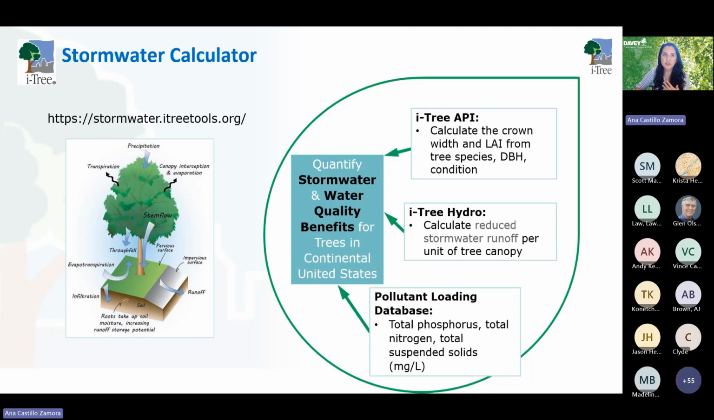And iTree Hydro Plus is one of our tools that's part of the research suite. So that is one that doesn't have a user interface, so it's not accessible to a lot of people. So this tool aims to provide a way to use this model and the science behind this model to arrive at these estimates for a wider group of people. And you'll also be able to get information about pollutant loading, so including some of those pollutants there.